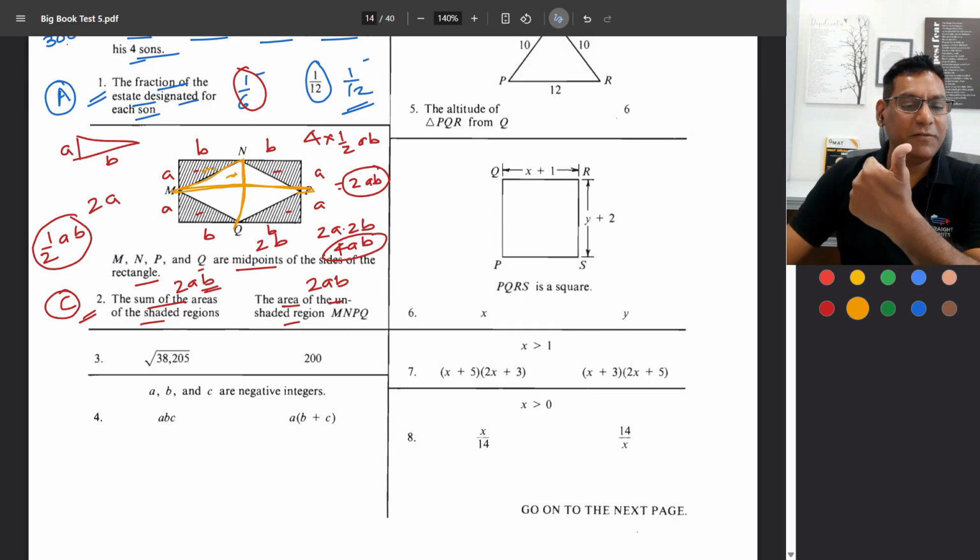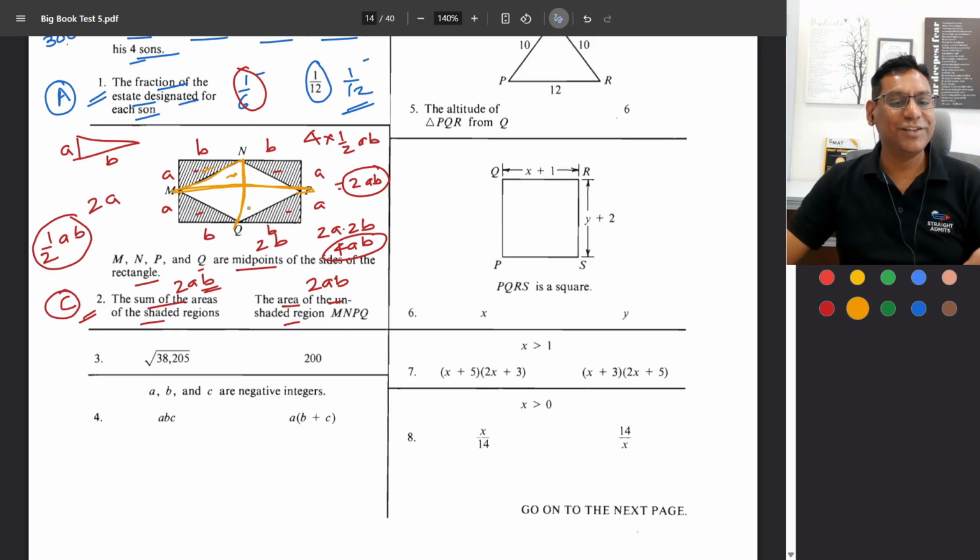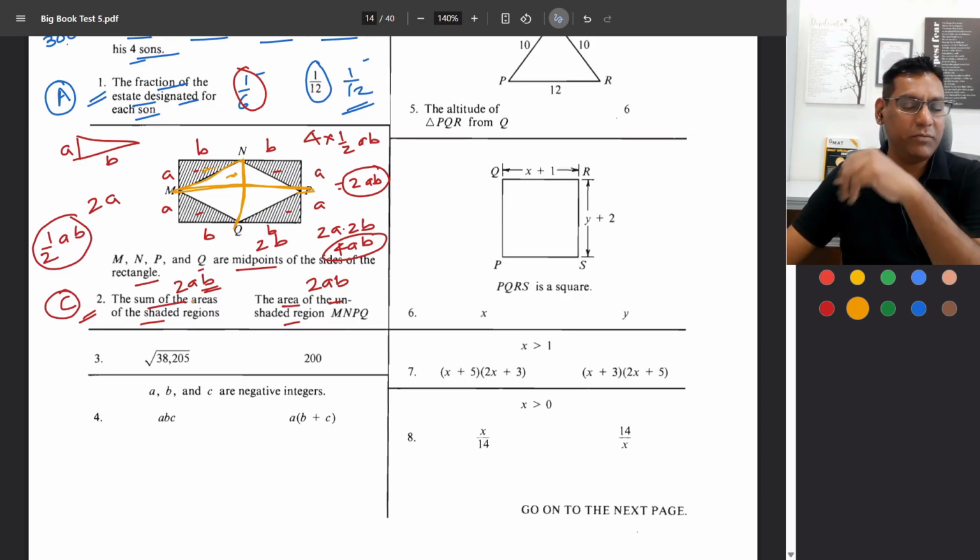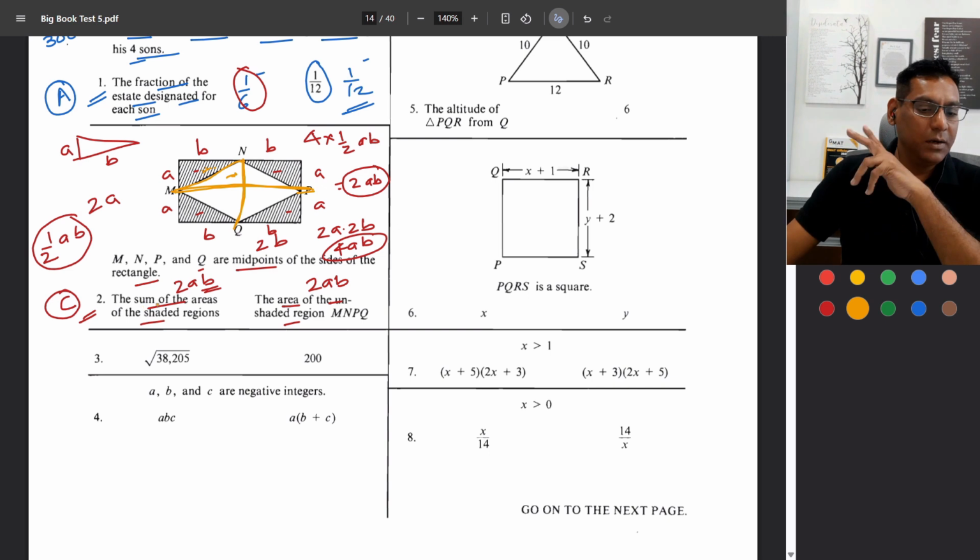So essentially, if you add the shaded regions and if you add the unshaded regions, they are all going to be the same in area, right? So that's how you could have done it intuitively also, right? But it's better to verify.